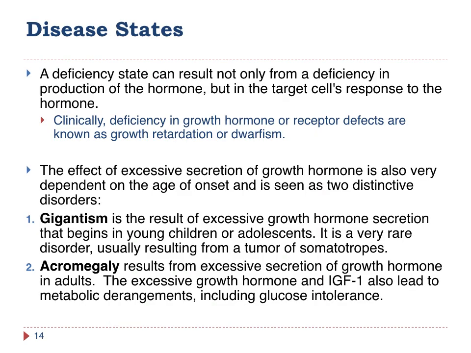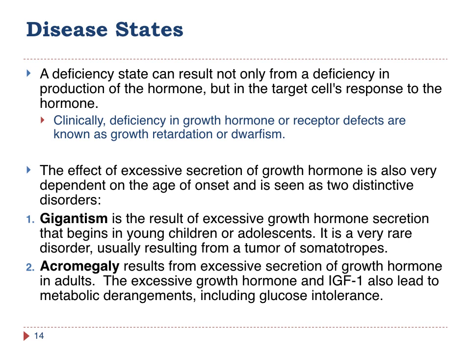Disease status. A deficiency state can result not only from a deficiency in production of the hormone, but also from a deficiency in the target cell response to the hormone. Clinically, deficiency in growth hormone or receptor defects are known as growth retardation or dwarfism. Dwarfism is a bit different from cretinism. Dwarfism is just short stature. Cretinism is short stature with mental retardation, and it's due to hypothyroidism in children.